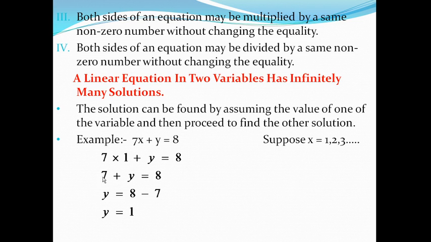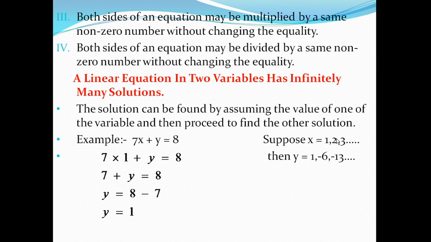When this 7 is on the left hand side and we take it to the right hand side, its sign gets changed. Earlier it was plus 7, so now it will be minus 7. By transposing, the sign always gets reversed. So 8 minus 7, y is equal to 1. That means when we substitute x is equal to 1, we get y is equal to 1.